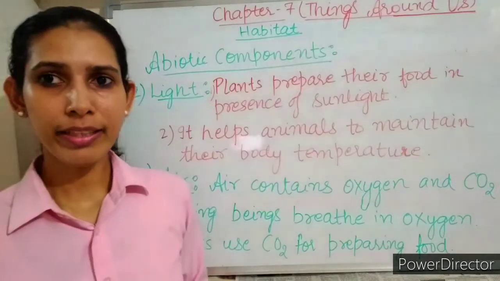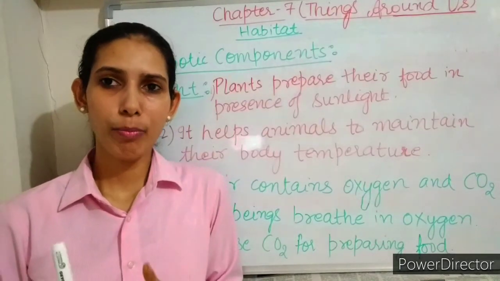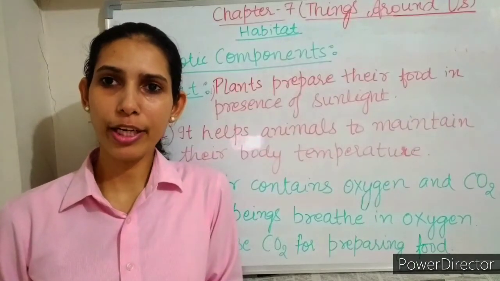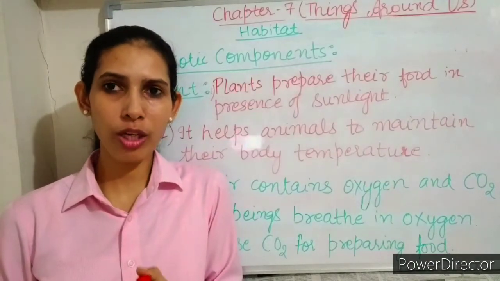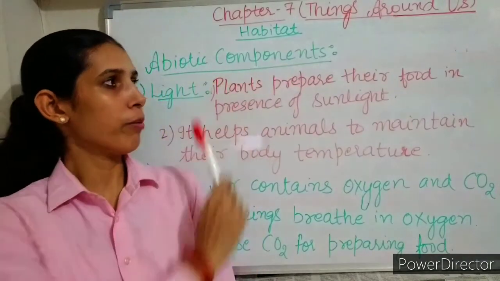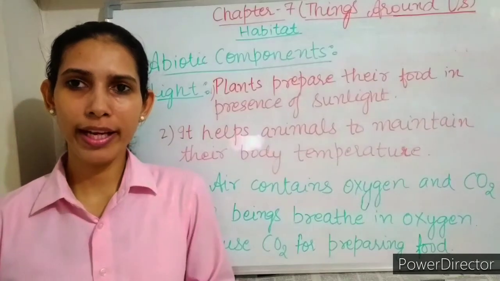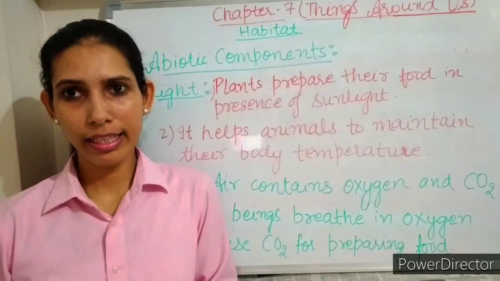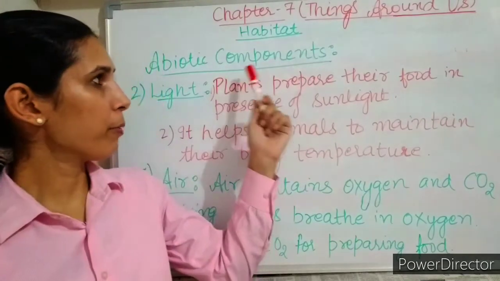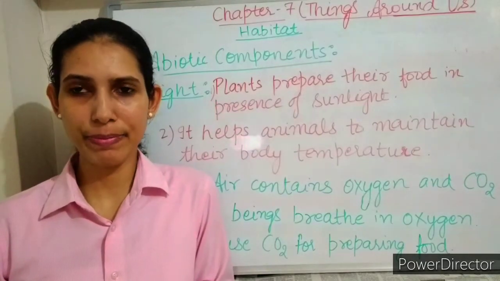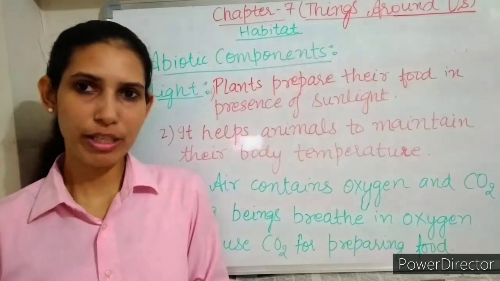Let's revise once again. Habitat contains both living components and non-living components. Living components are known as biotic components and non-living components are known as abiotic components. Examples of abiotic components are soil, water, air, light, etc. Abiotic components are very important for the survival of living organisms. Here the chapter is complete.